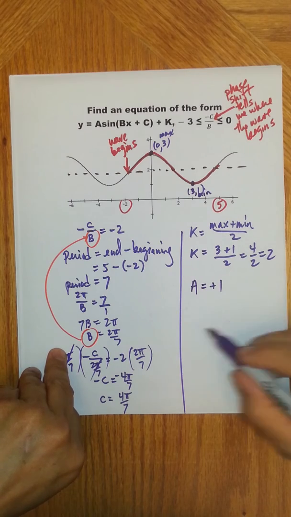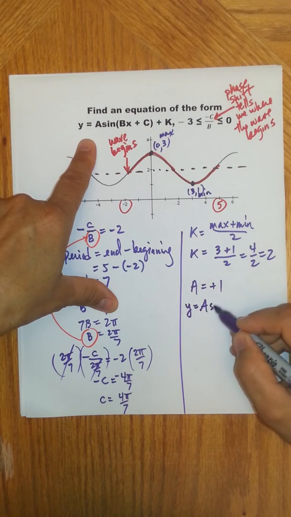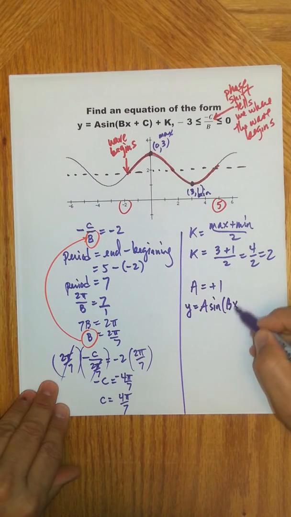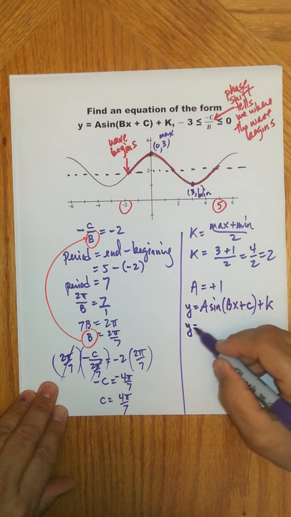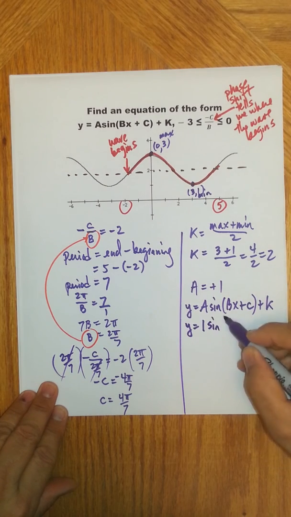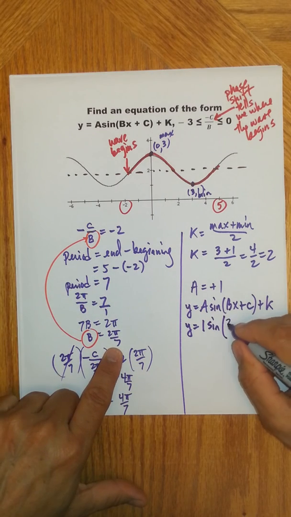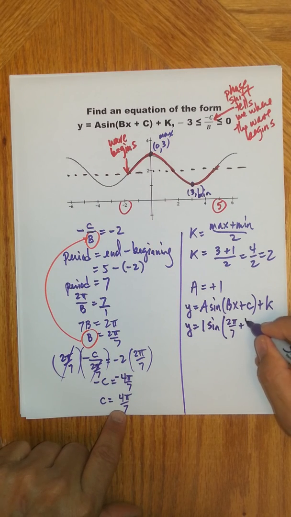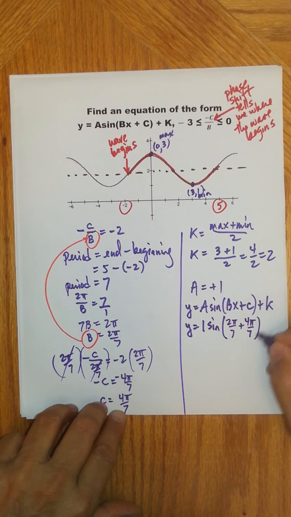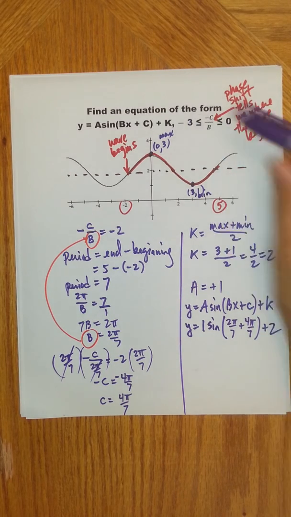Right? So now, filling in y equals a sine bx plus c plus k. A is 1 sine, b is, where do we find it? 2 pi over 7. C is 4 pi over 7. K is 2. There you go. So there's the equation of this.